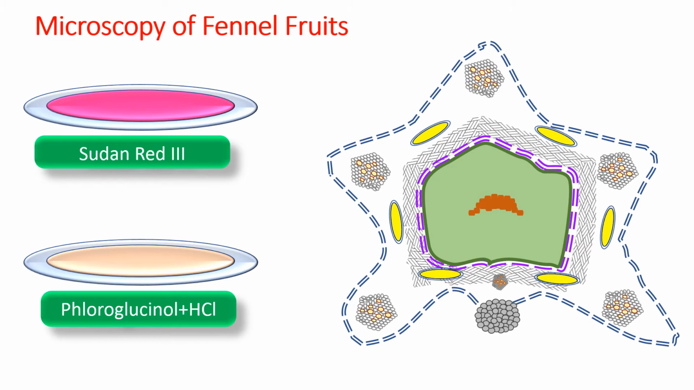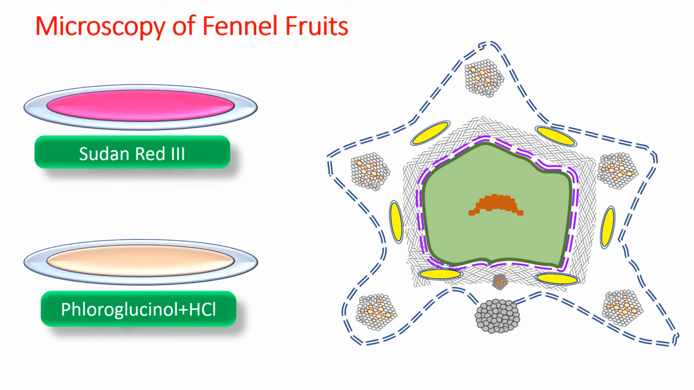And in the entire TS, lignified cells are present only in the vascular bundles, the 5 prominent vascular bundles, plus this raphe. This is also having lignified tissue. So upon staining with phloroglucinol HCl and washing with water, the TS will appear somewhat like this. So this is the staining with phloroglucinol HCl.